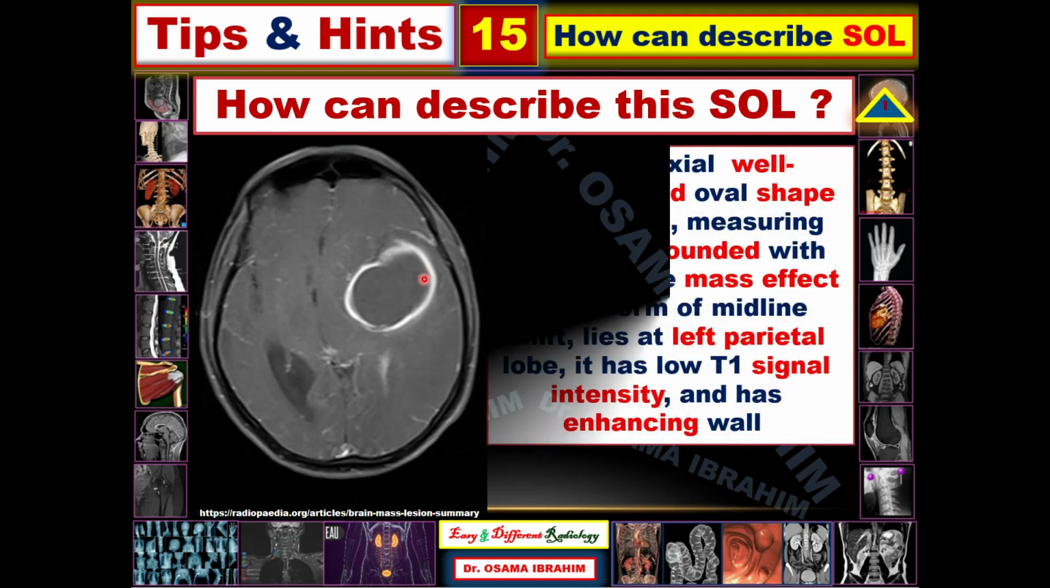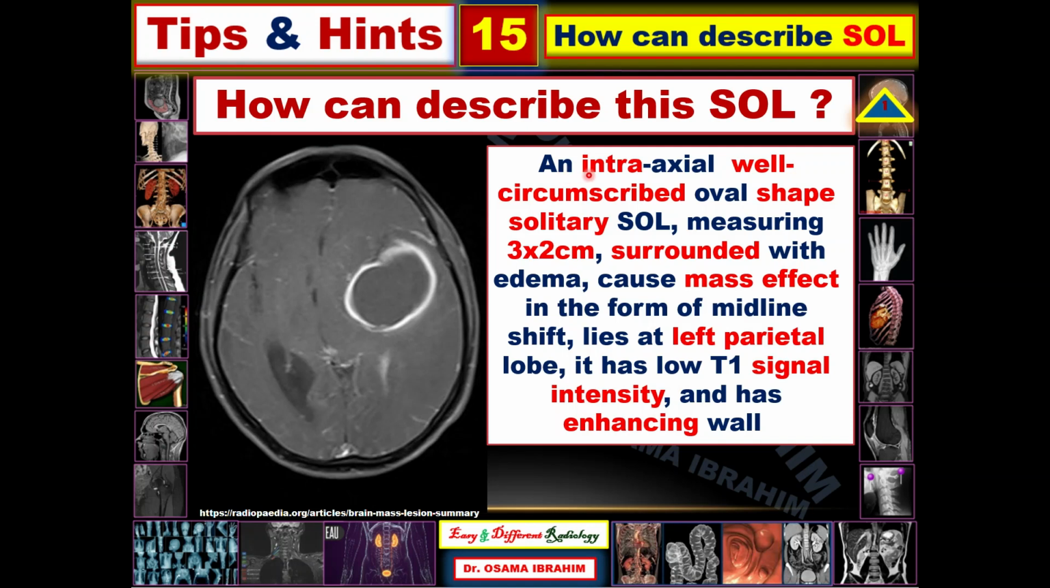If I want to describe this lesion, I can describe it as an intra-axial lesion, not dural or subdural, not extradural. So it is intra-axial. This is the first item. It is well circumscribed, as we see. Oval shape. This is the shape. Solitary. This is another S. Solitary space occupying lesion, and the size is 3 by 2 centimeters. The last S is surrounding, with surrounding edema, for example, in this case.